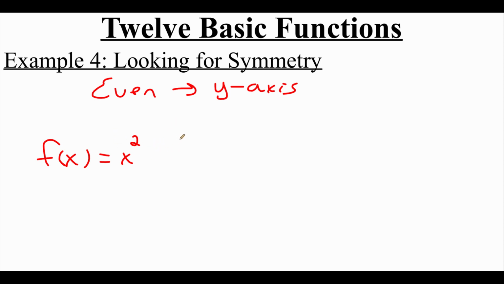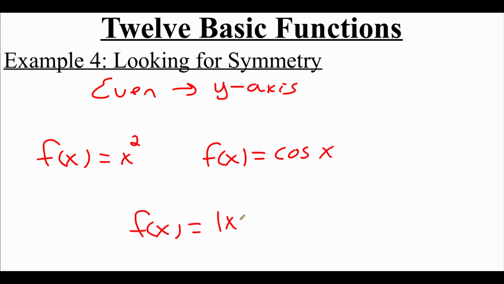If we were to take the right side and fold it over the y-axis, all of those points would match up with the points from the left-hand side. We've also got our cosine function, f of x equals the cosine of x. That one is also even because it has y-axis symmetry. And our last one, f of x equals the absolute value of x. That one also has y-axis symmetry, so it's even.